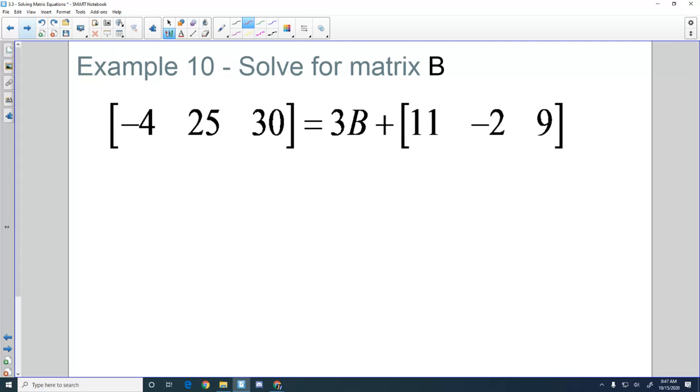equals 3b. So that's 3 times matrix B. Now that would be considered scalar multiplication, right? 3 times whatever that matrix B is, but we're still solving for B. Plus the 1x3 matrix, 11, -2, and 9.